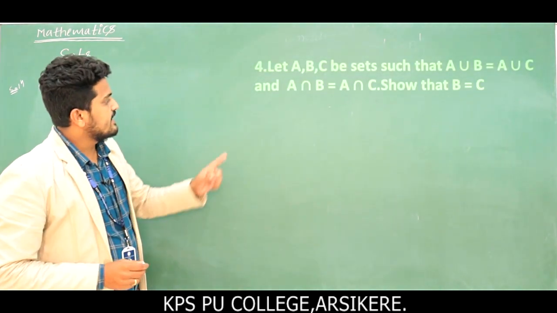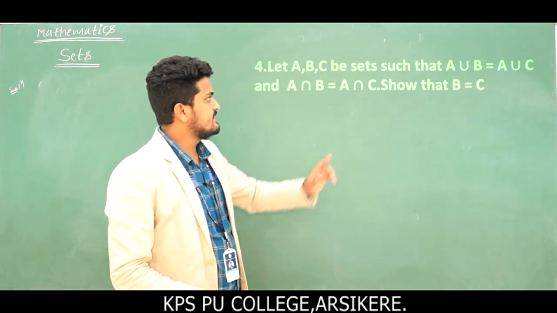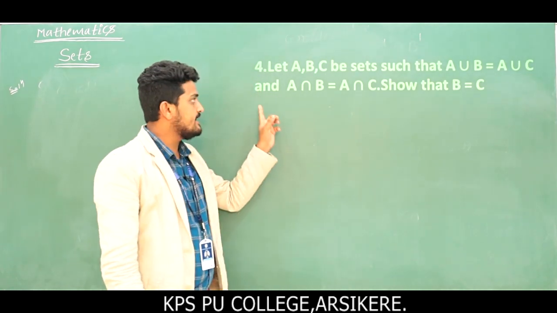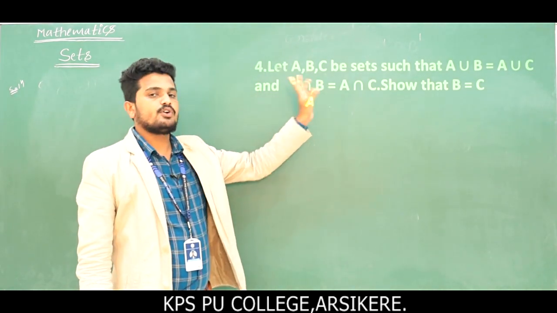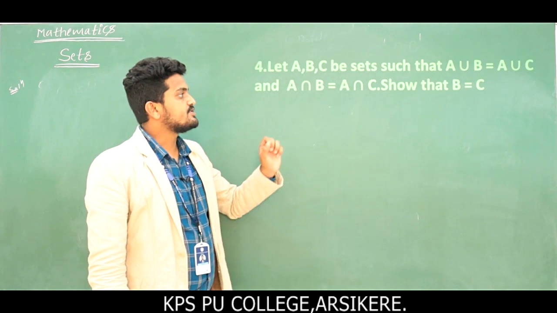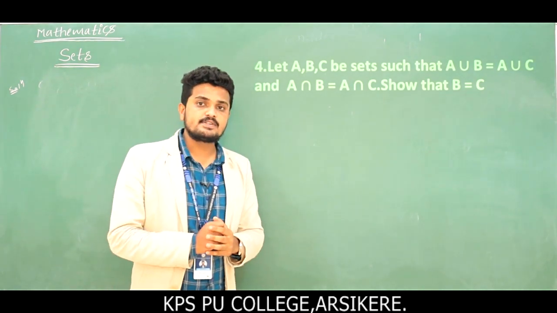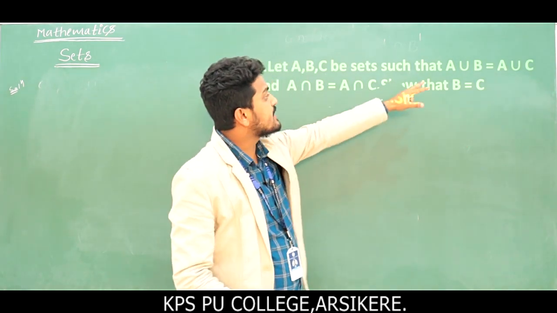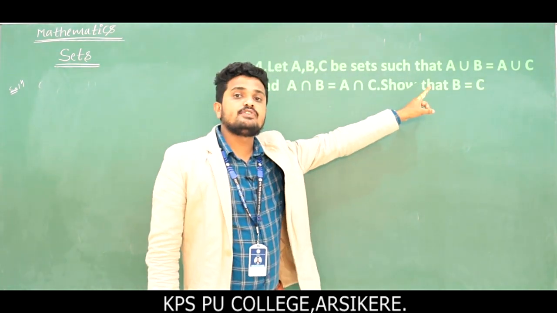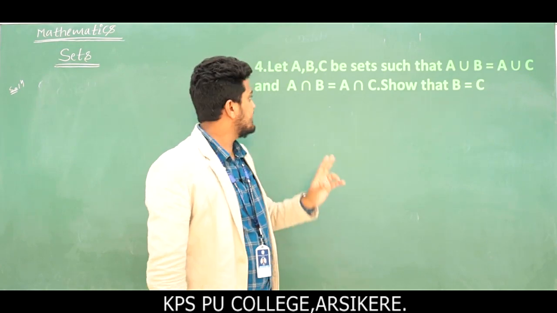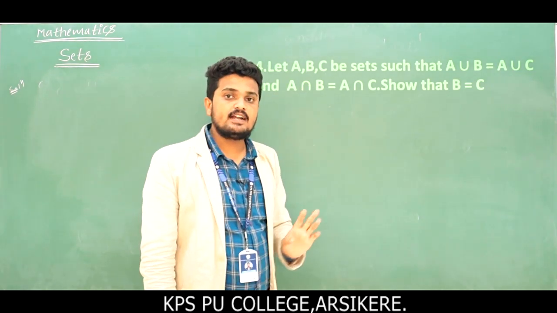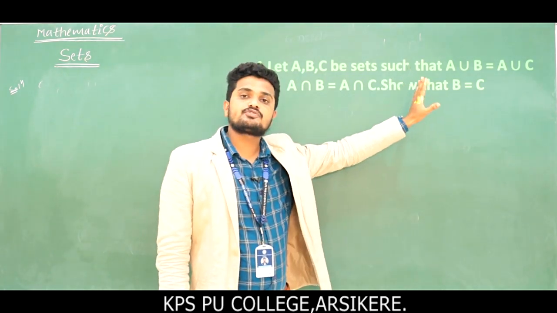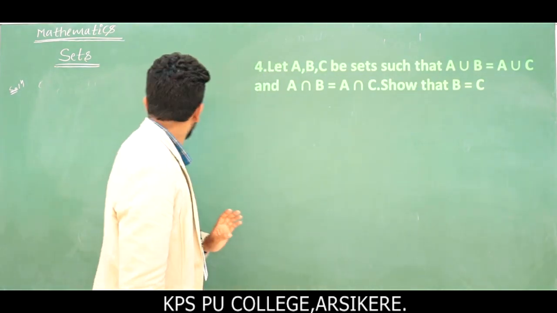Fourth one. Let A, B, C be sets such that A union B is equal to A union C and A intersection B is equal to A intersection C. Show that B is equal to C. So we have to show that B is equal to C by using these two conditions. They already gave A union B is equal to what? A union C. A intersection B is equal to what? A intersection C. So by using these two conditions, we have to show that B is equal to C. Okay, solution.